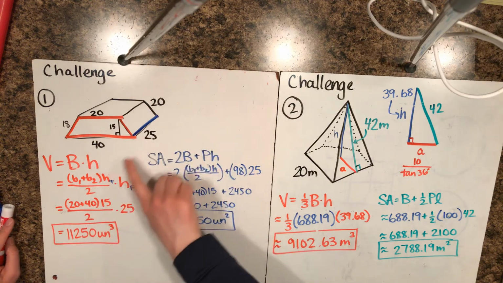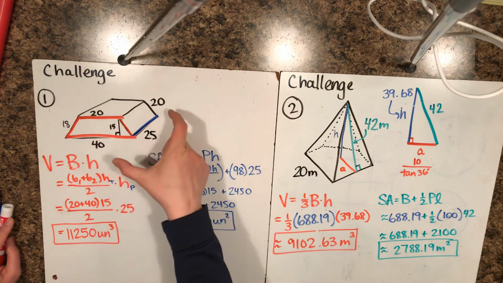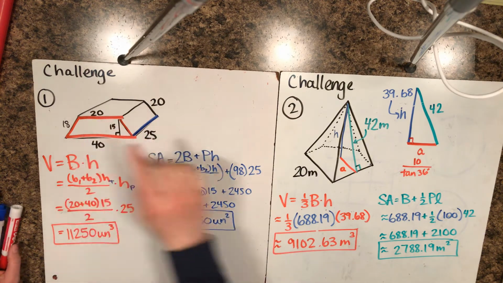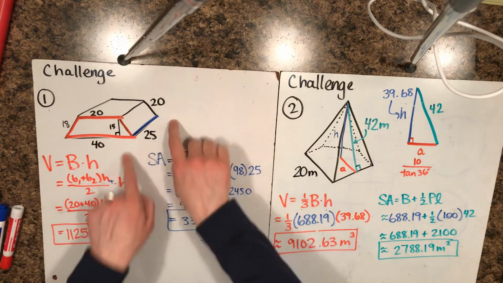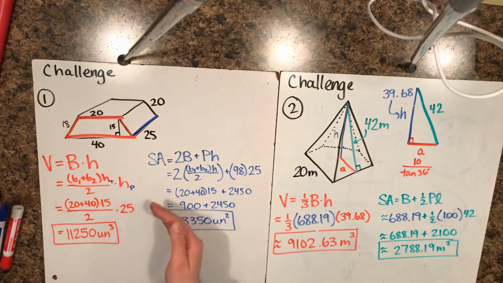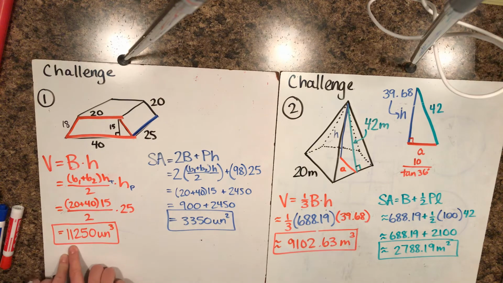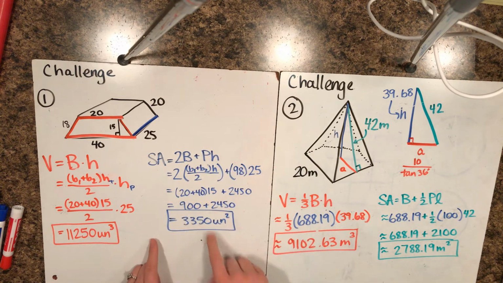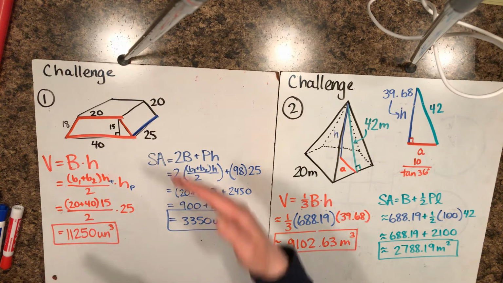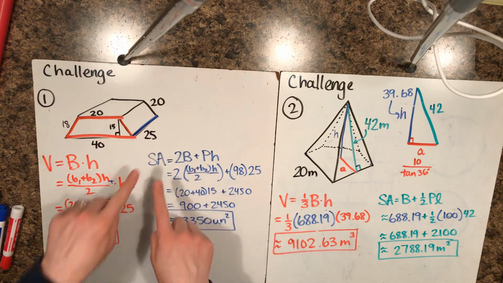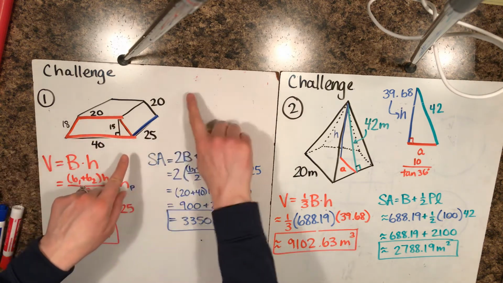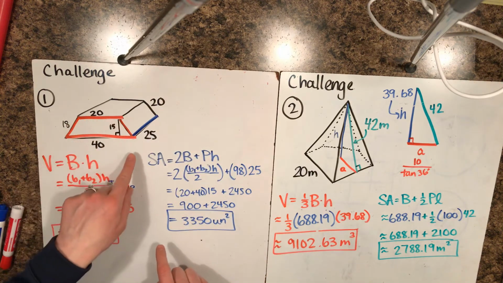And the height of the whole prism, remember, even though it's on its side, this is not the height of the whole prism. The height is the distance between the two bases, which is 25. Plug that into your formula, you should get 11,250 units cubed. The surface area: 2 times the area of the base, so 2 trapezoids, plus the perimeter of the trapezoid times the height.